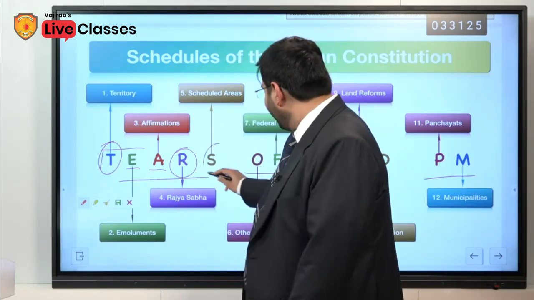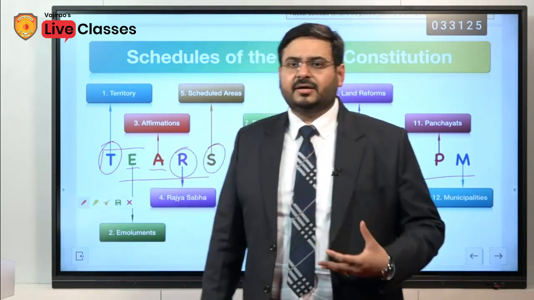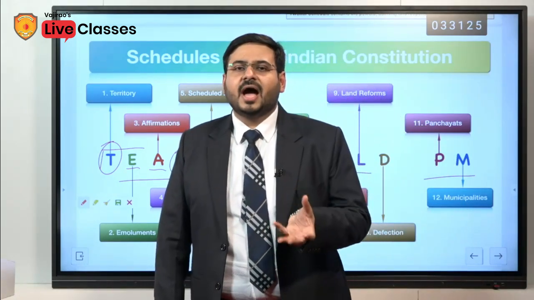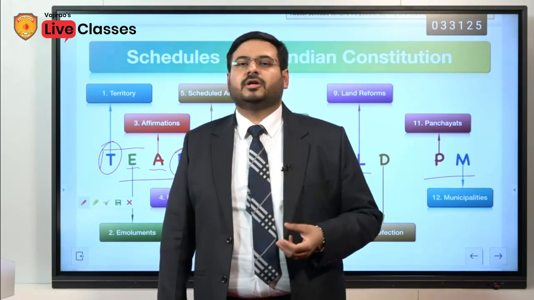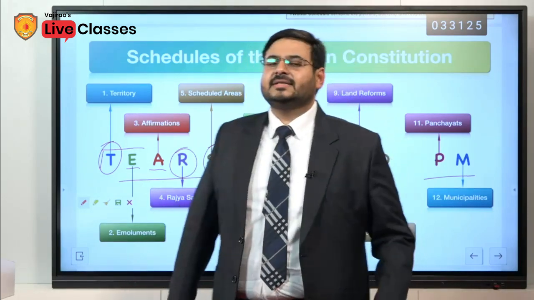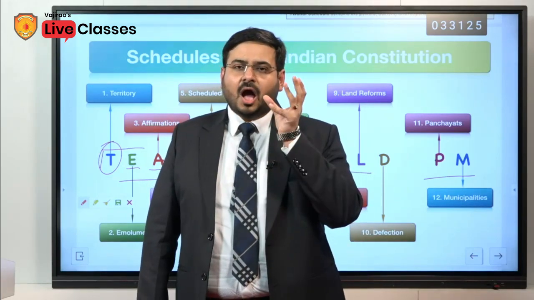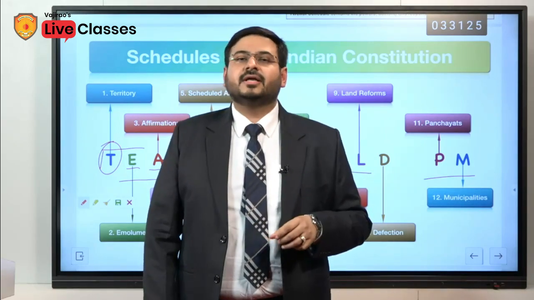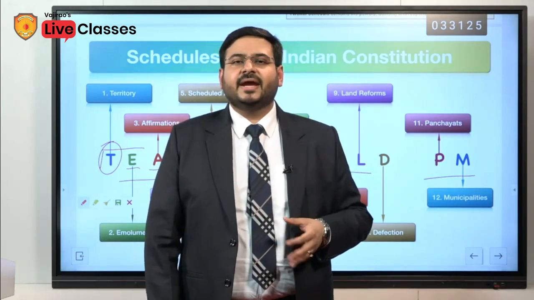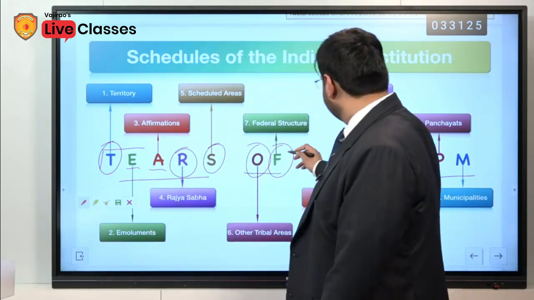Schedule 5, that is S, represents the scheduled areas that are there in the country. O represents the 6th schedule, that includes the other scheduled areas that are important for the protection of the tribal population. Then comes the F, that is the 7th schedule, that represents the federal structure. This represents how many lists are there in the country, how the union list, state list and concurrent list are made, and what the matters of the state list, union list and concurrent list are. That is mentioned in the 7th schedule.